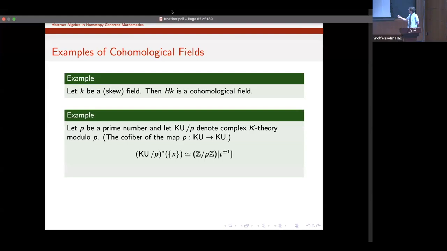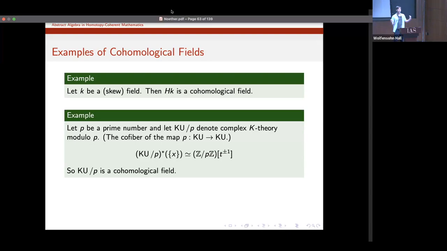So what happens when you compute the KU mod P cohomology of a point? Well, it just looks like you took the KU cohomology of a point. Remember, that was Z in every even degree, and you reduce it modulo P. So you get something that as a graded ring looks like Z mod P in degree zero, and then you have some invertible element in degree two. So this is a graded ring in which every non-zero homogeneous element is invertible, and therefore KU mod P is an example of a cohomological field.